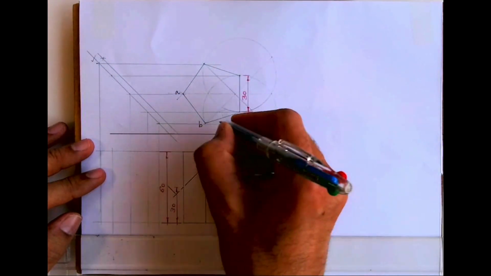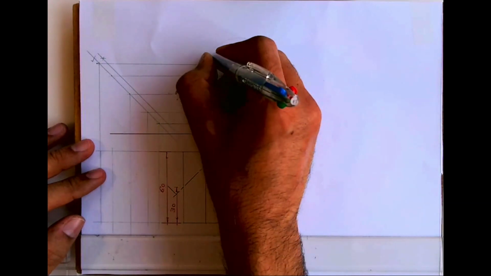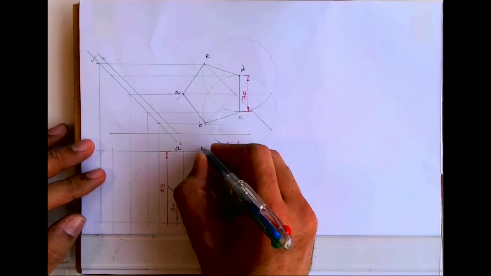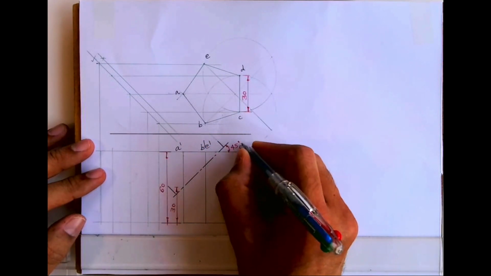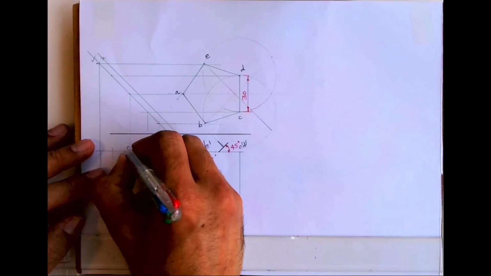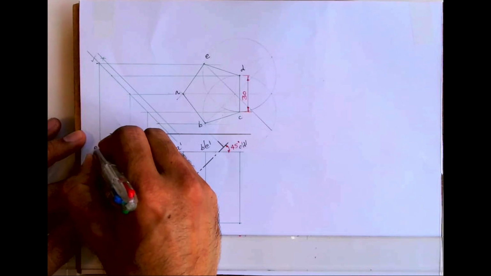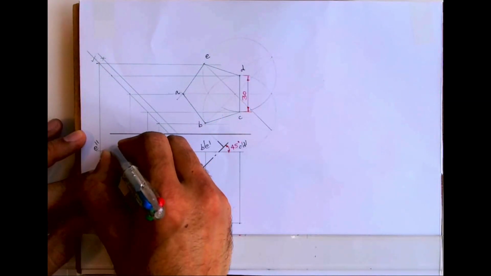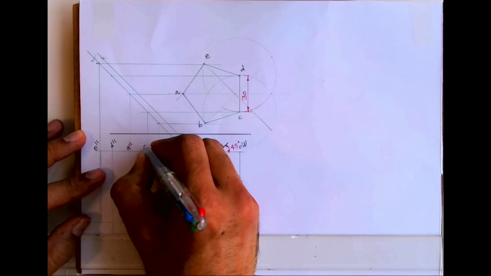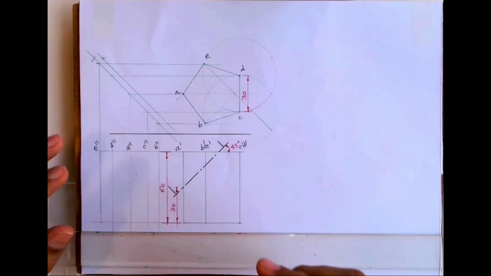So I'll do the naming A, B, C, D, E. 5 points. In the front view, this will be A dash, B dash, E dash, and C dash, D dash. We will write dash. This is a third angle sum. In the side view, A double dash, E double dash, D double dash, C double dash, and B double dash.